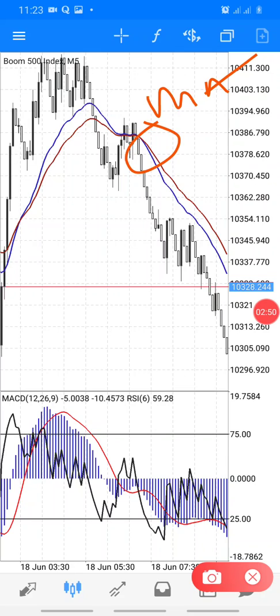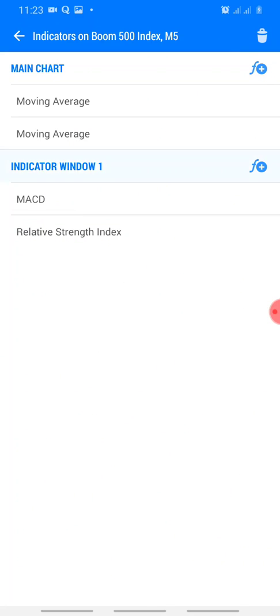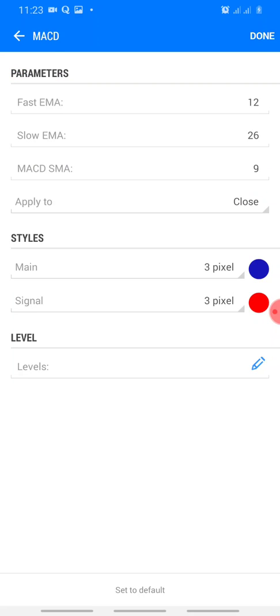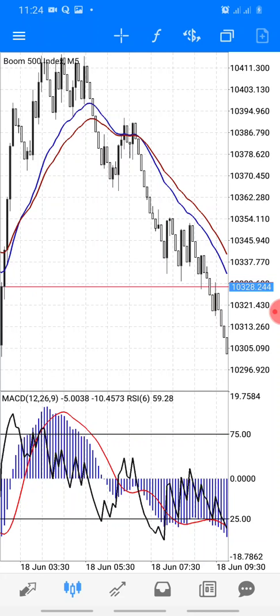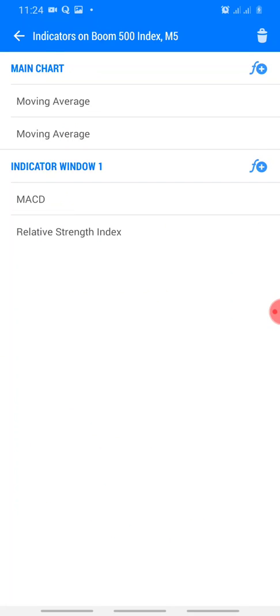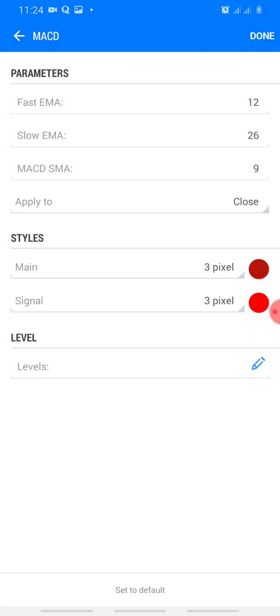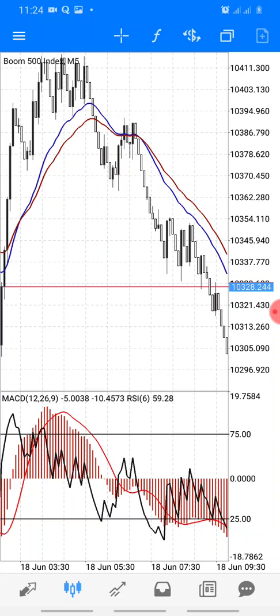The next thing we need to check now is our MACD and our RSI. This is our MACD. The fast EMA is 12, the slow EMA is 26, the MACD SMA is 9. Then you choose whichever color suits your preference. Let me change it a bit, let me change both to be red or something like that. Is it okay? Okay, so let's leave it this way.